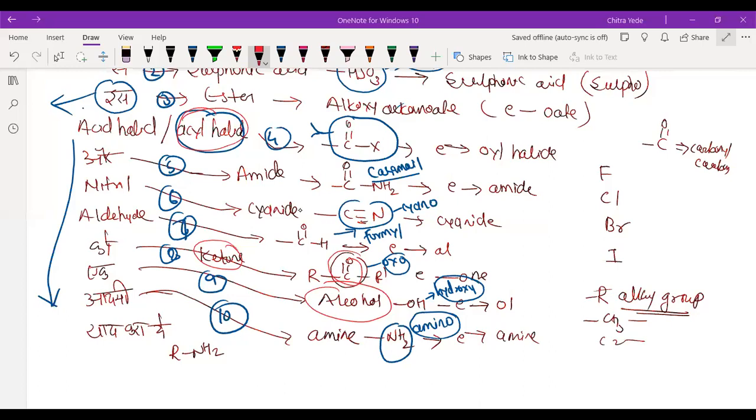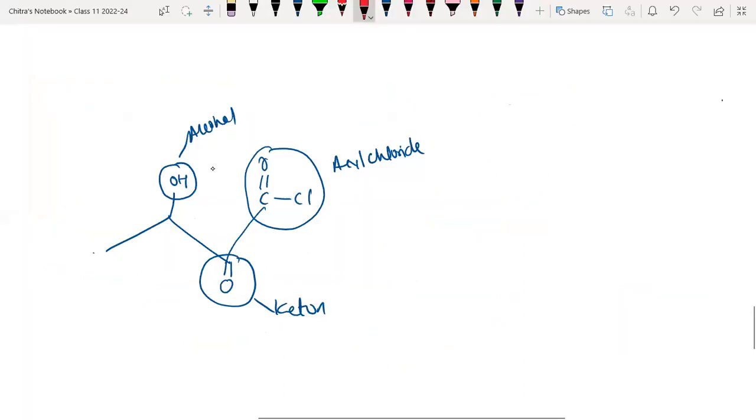Is it everyone? Samhita? Yes, yes. So that acid halide has more priority.